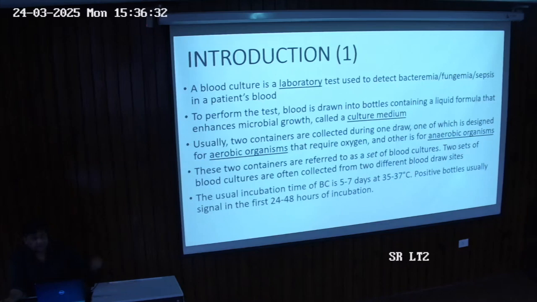Usually 2 containers are collected during one draw, one of which is designed for aerobic organisms that require oxygen, and another is for the anaerobic organisms, that is anaerobic conditions. So 2 containers are referred to as a set of blood cultures. These are often collected from 2 different sites. That is important.